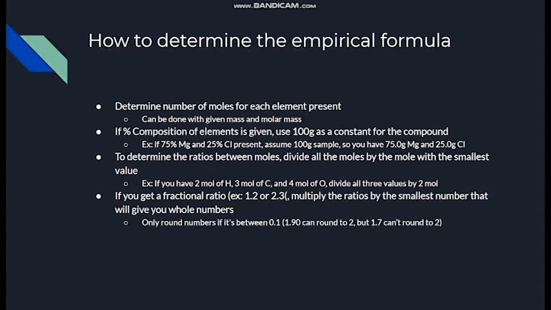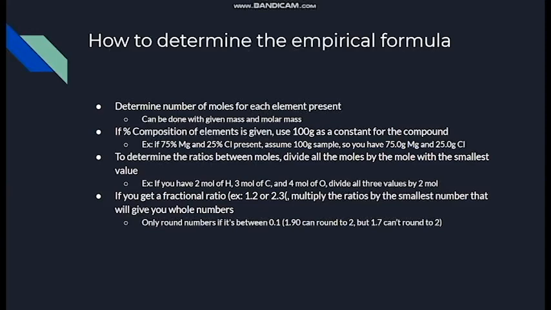Now, determining the empirical formula, we need to determine the number of moles present for each element. This can be done with a given mass and the molar mass, which is already found on the periodic table. So, if the percent composition of elements is already given, but not the mass, we're going to be assuming that the composition of the compound is going to be 100 grams. We're going to use 100 grams as a constant for that compound.